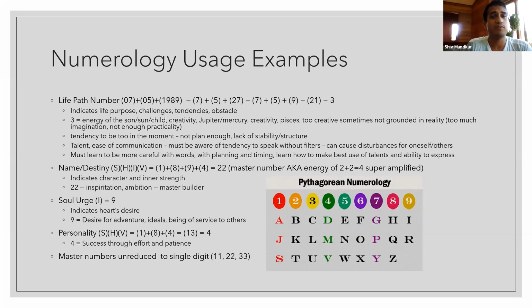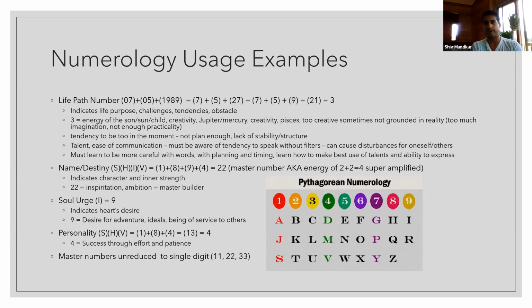So my date of birth being July 5th, 1989, what we're going to be reducing that to is we take 0 and 7, add it together, we get 7. We get 0 and 5, add it together, we get 5. And we add 1, 9, 8, 9 together. 1 plus 9 plus 8 plus 9 is 27. Then again, we reduce that. 2 plus 7 is 9. And then 7 plus 5 plus 9 is 21.